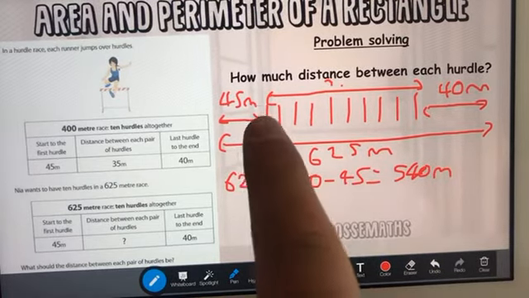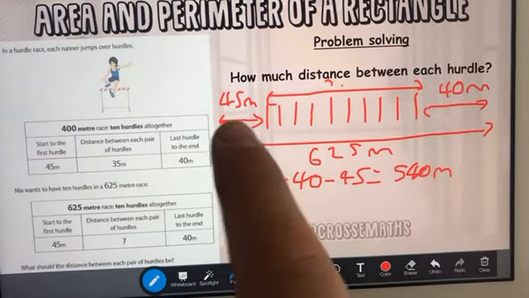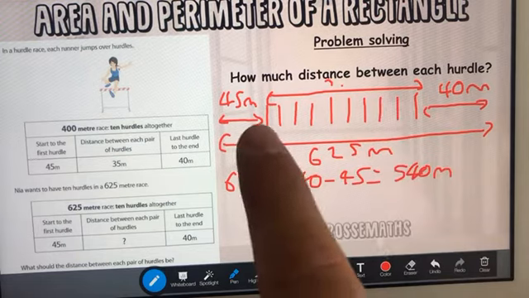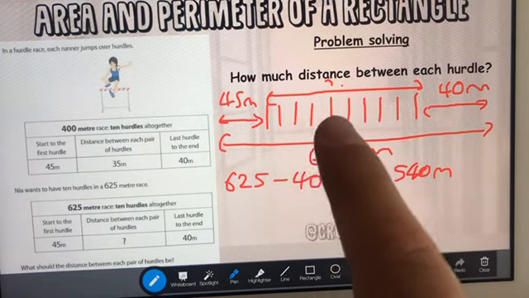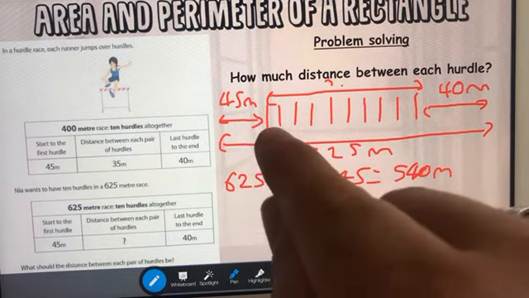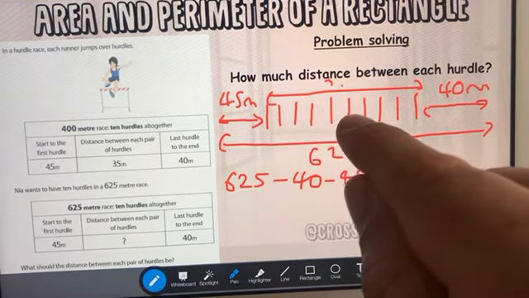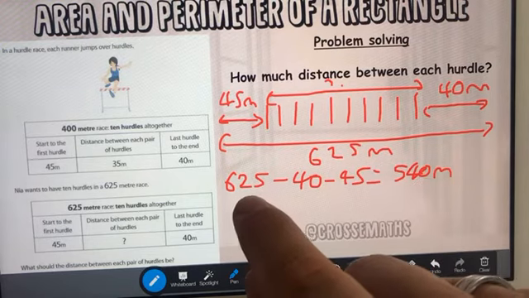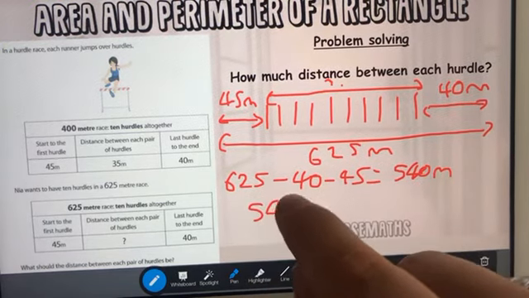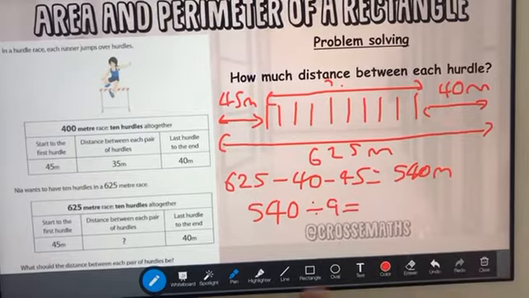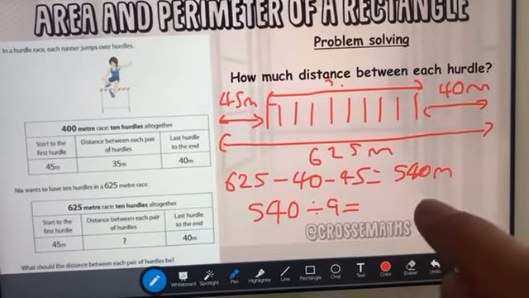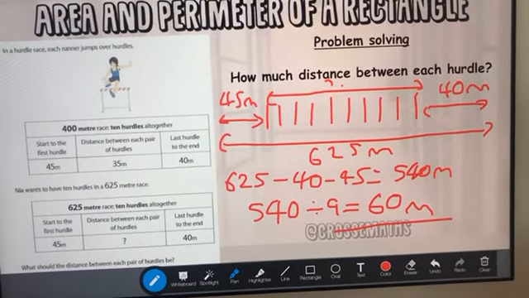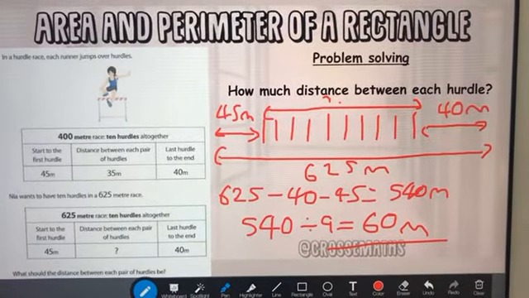Okay, once I'm there now, I've got 10 hurdles, but I've got to leave spaces between each one. This whole thing covers 540 meters. Now what you've got to look at is not the number of hurdles. You've got to look at the number of gaps. Now I've got 1, 2, 3, 4, 5, 6, 7, 8, 9 gaps and 540 meters to play with. So I do 540 divided by 9. 54 divided by 9 is 6, and add a 0 on the end. 60 meters. So altogether, I'm going to have to leave 60 meters between each hurdle for this to work.